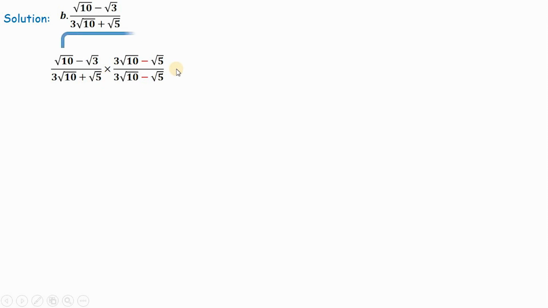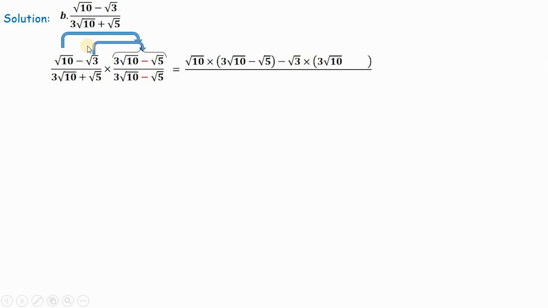So, how do we do the numerator? We'll multiply square root of 10 with this whole portion, that is 3 root 10 minus root 5, and root 3 should multiply this whole portion again. So we'll write it as root 10 bracket into 3 root 10 minus root 5, we'll copy the same number, and minus root 3 into 3 root 10 minus root 5.